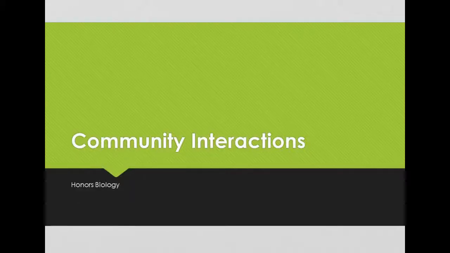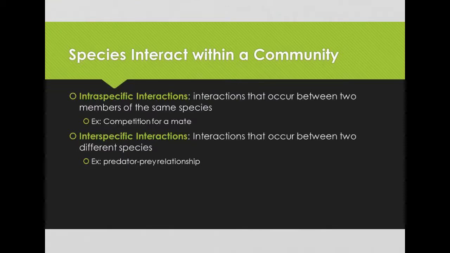This is going to be my first video about community interactions. Of course, species interact within a community, and we can sort of classify these interactions into two groups. There can be intraspecific interactions, which occur between two members of the same species. So, for example, competition for a mate.